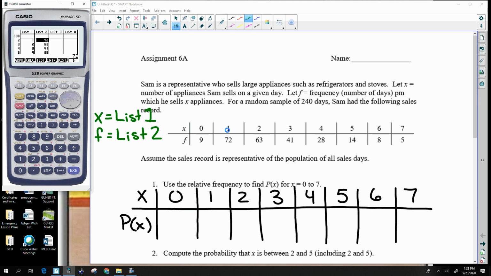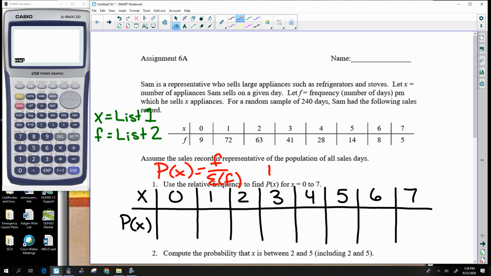So if I know that the probability is equal to F divided by the sum of F, in calculator speak, F is list 2, divided by the sum of list 2. Calculator speak, that's what P of X is. It's list 2 divided by the sum of list 2.